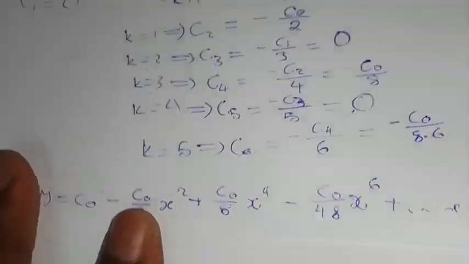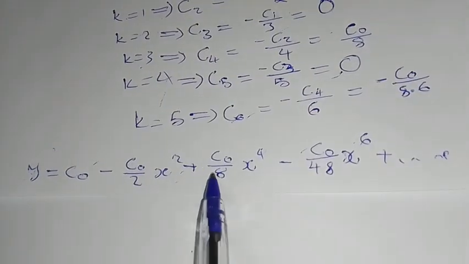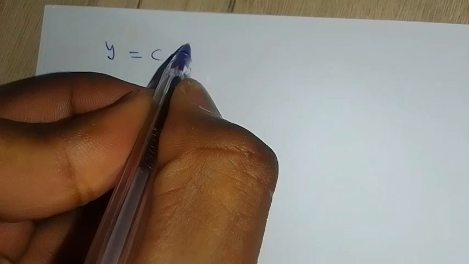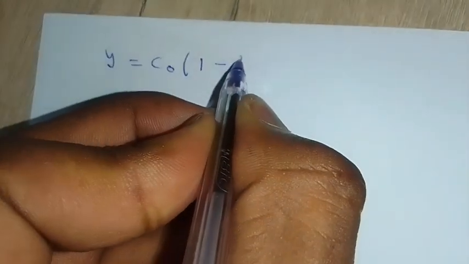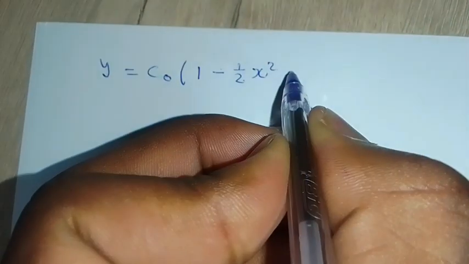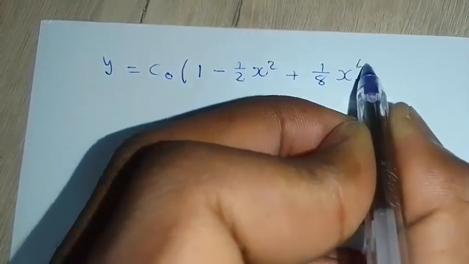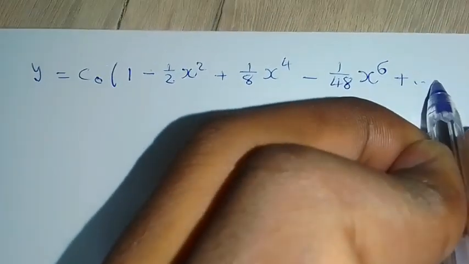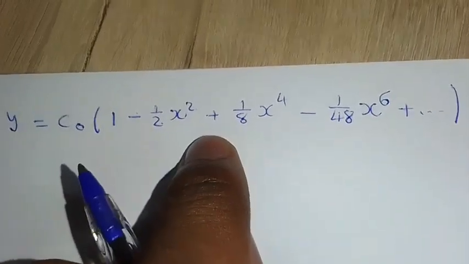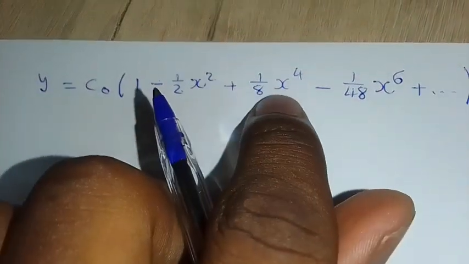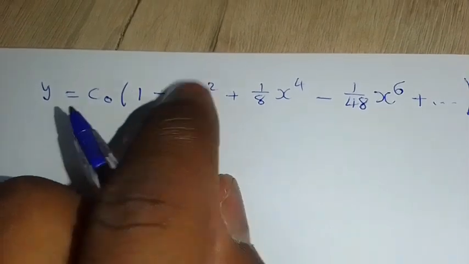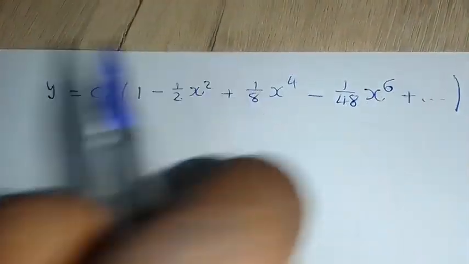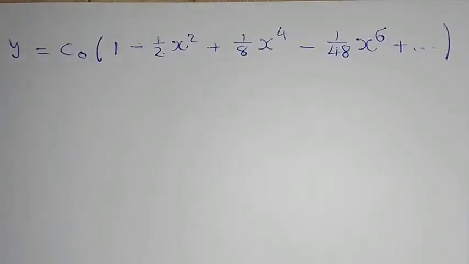Okay, is there a pattern? Do you see any pattern here? Let's factor by c naught and check what happens. Factoring by c naught, we end up with y equals c naught into 1 minus a half x squared plus 1 over 8 x to the 4th minus 1 over 48 x to the 6th plus, and it just keeps on progressing like that. So let's check what really happens here. 2 corresponding with 2, 8 corresponding with 4, 6 corresponding to this one, and let's just check the pattern here.